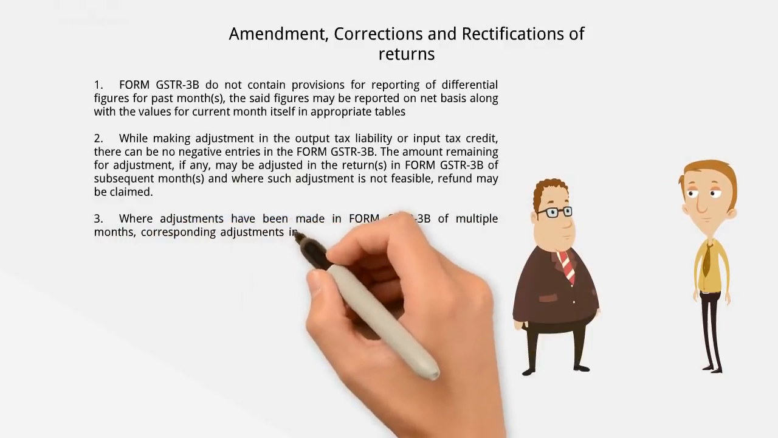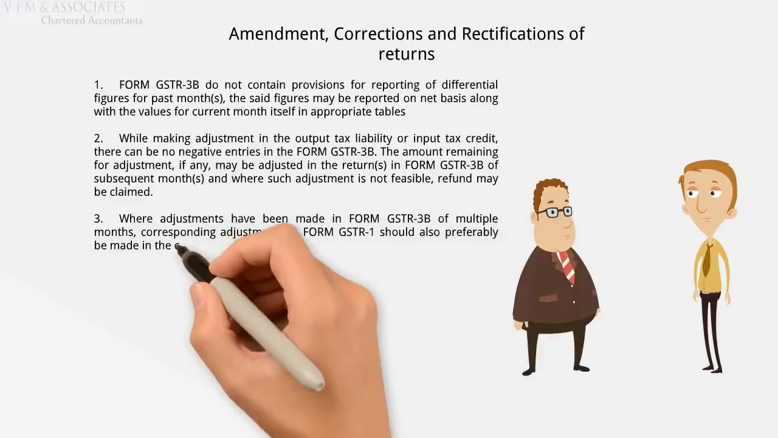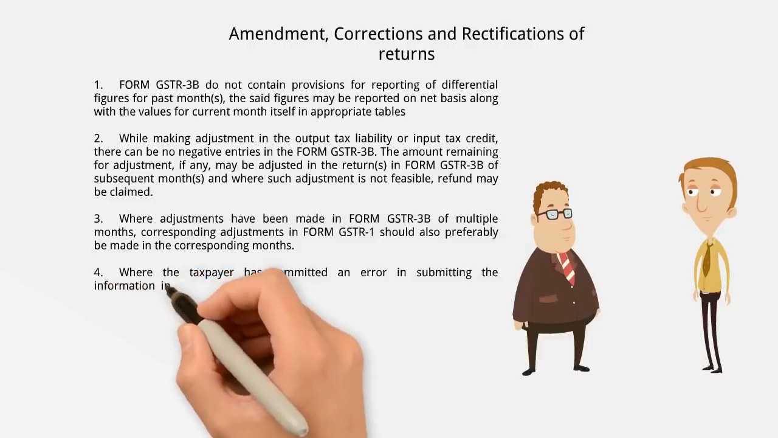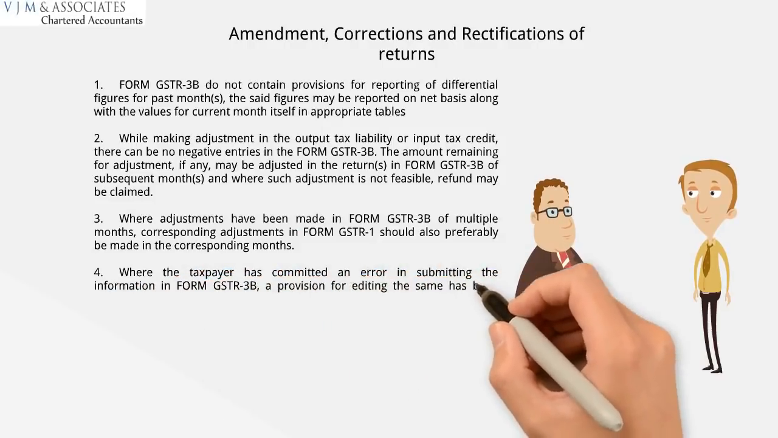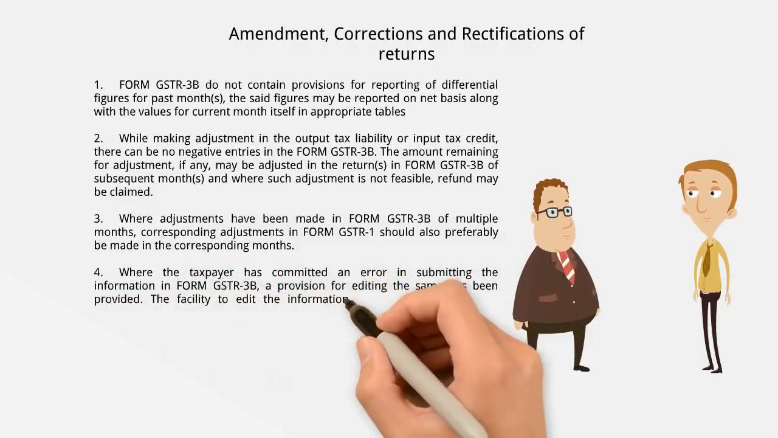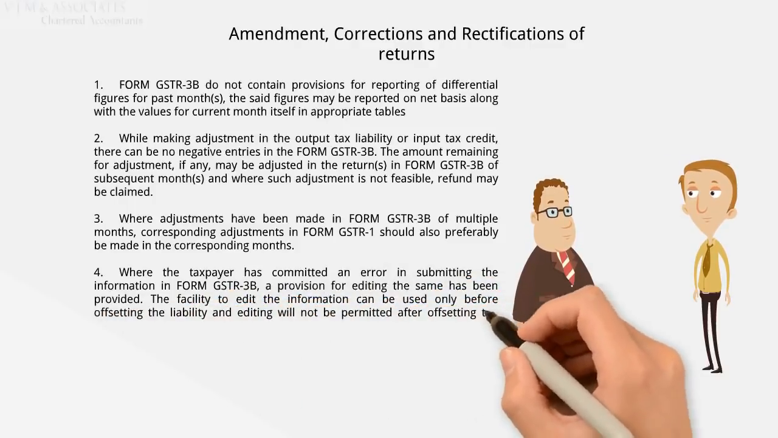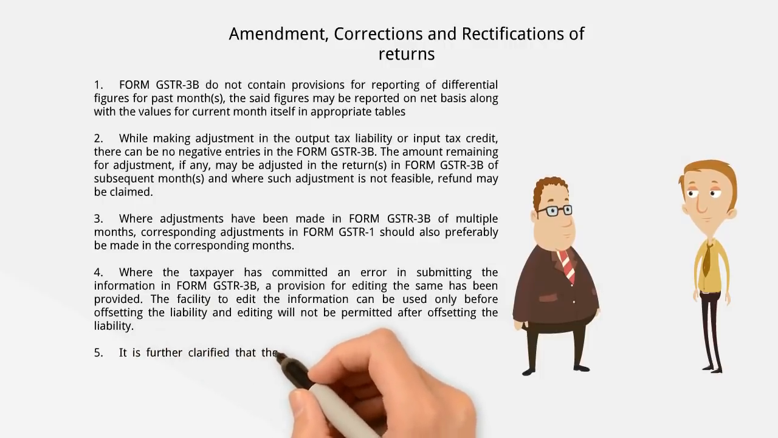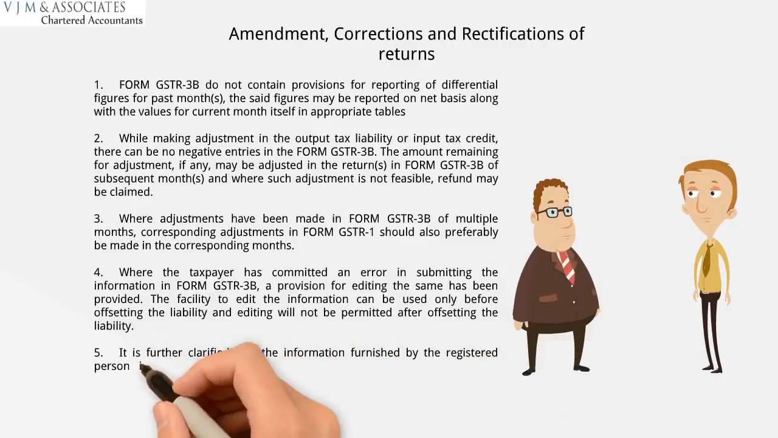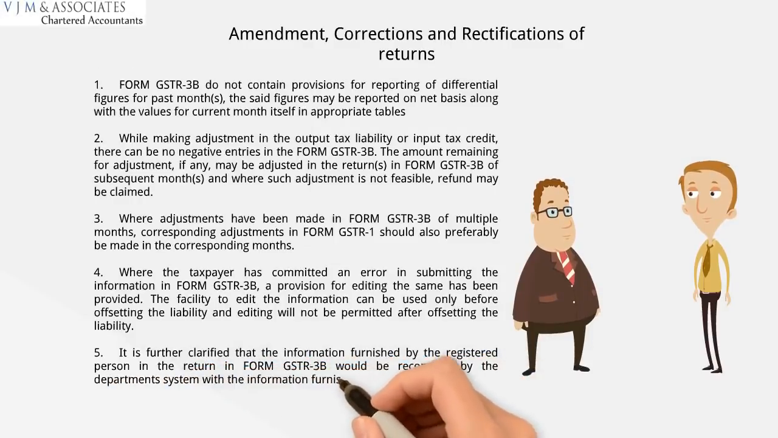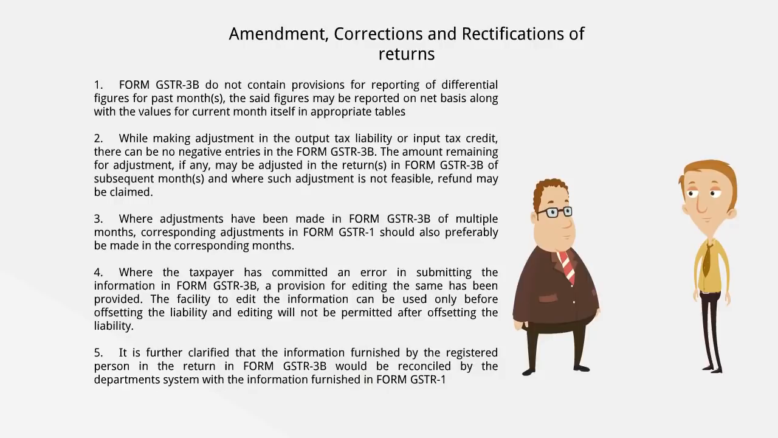Where adjustments have been made in Form GSTR-3B of multiple months, corresponding adjustments in Form GSTR-1 should also preferably be made in the corresponding months. Where the taxpayer has committed an error in submitting the information in Form GSTR-3B, a provision for editing the same has been provided. The facility to edit the information can be used only before offsetting the liability, and editing will not be permitted after offsetting the liability. It is further clarified that the information furnished by the registered person in the return in Form GSTR-3B would be reconciled by the department's system with the information furnished in Form GSTR-1.